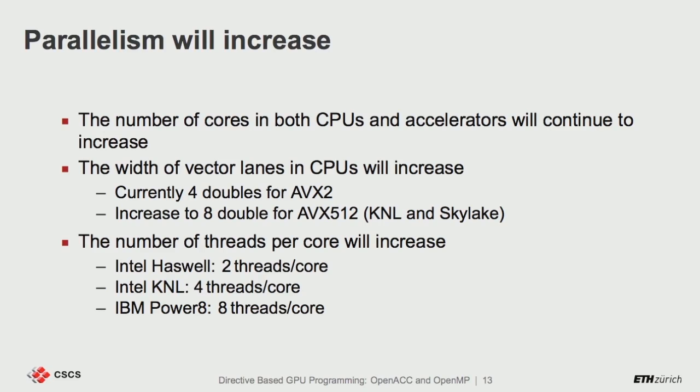We also have large vector lanes. We have parallelism in another direction. So this means that with a single instruction, we can do multiple operations. We have 256 bits, 512 bits. So you see that there is a trend to increase parallelism in every possible direction.